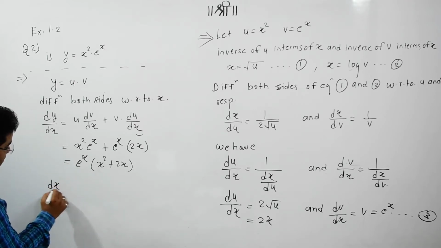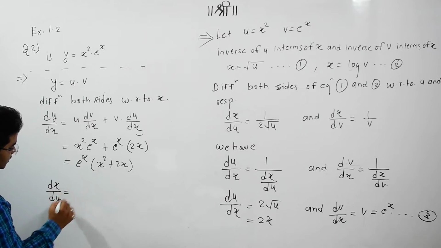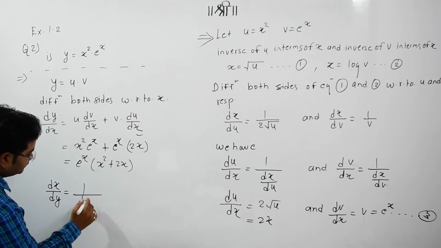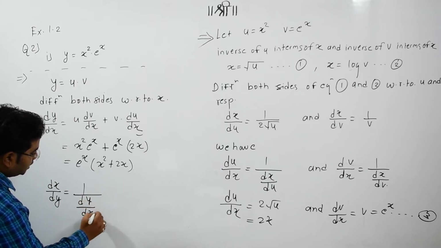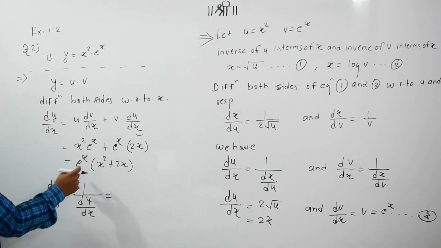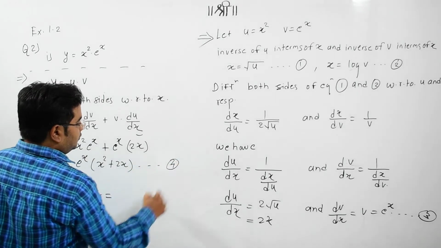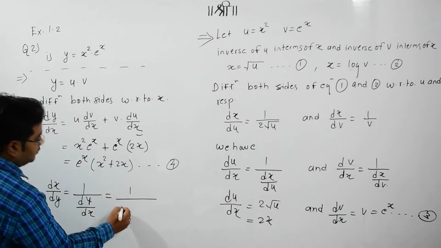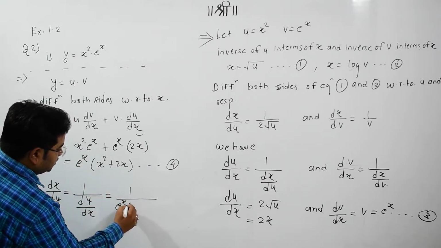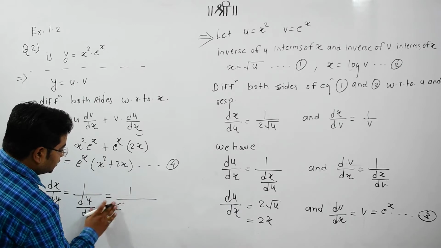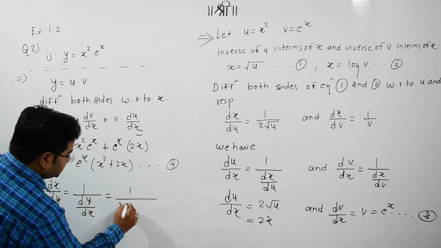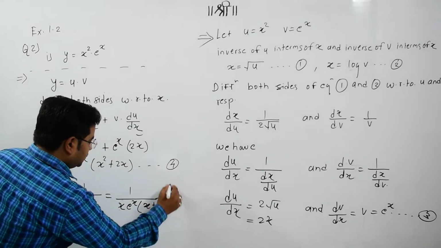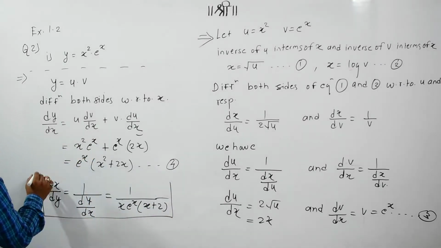So dx upon dy is equal to 1 upon dy upon dx, and again using equation number 4. Equation number 4 says something like this. So substituting equation number 4, e raised to x into x, e raised to x into x plus 2, and that's what our final answer is.